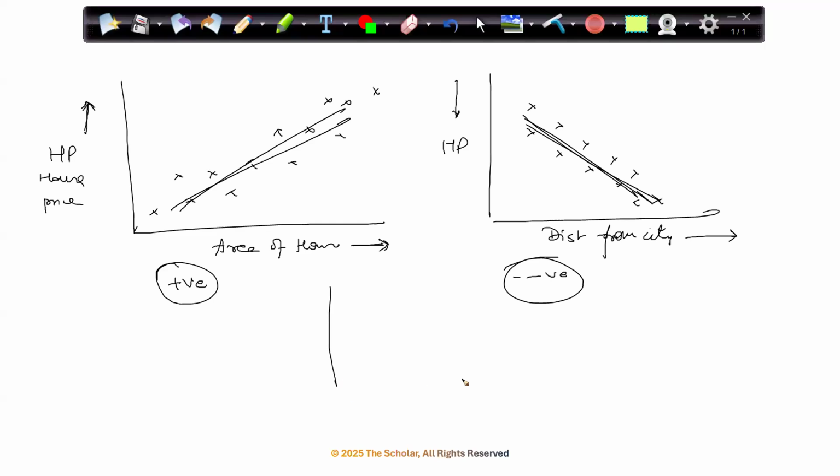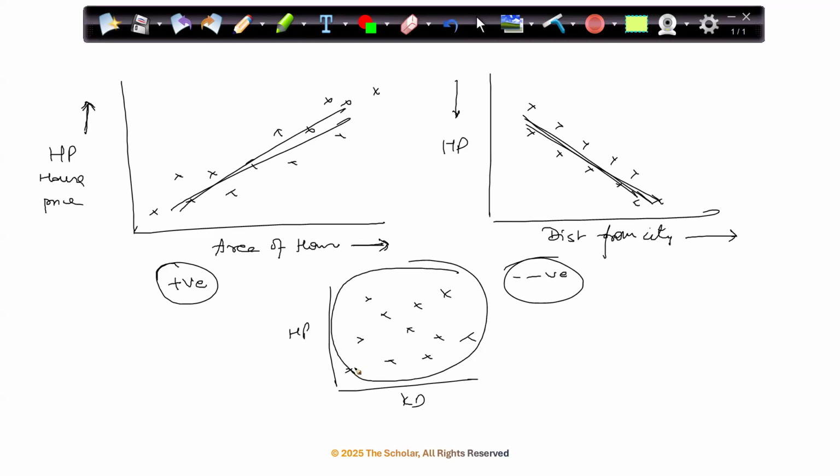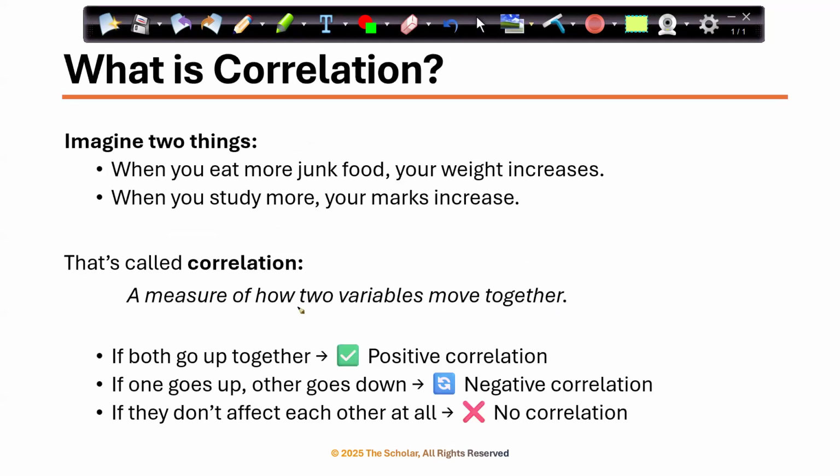But when I see this type of data, for example, kids' age and house price, here is the kids' age and here is the house price. Now here I don't see any relationship. It's very much scattered, right? My data is very much scattered. So there is no relation, no correlation. That is what we are going to discuss.